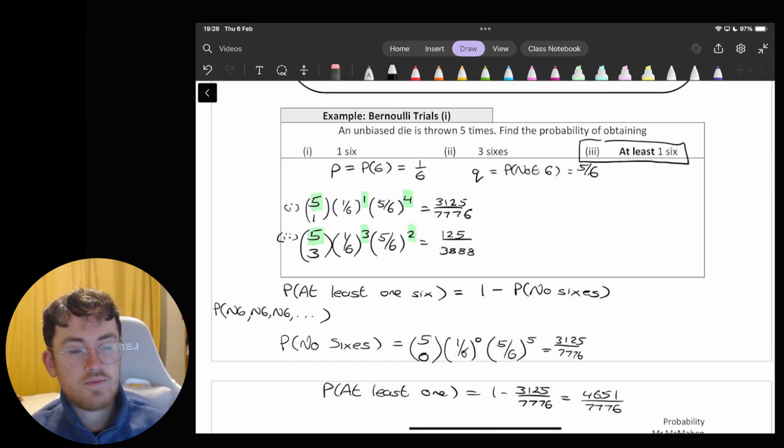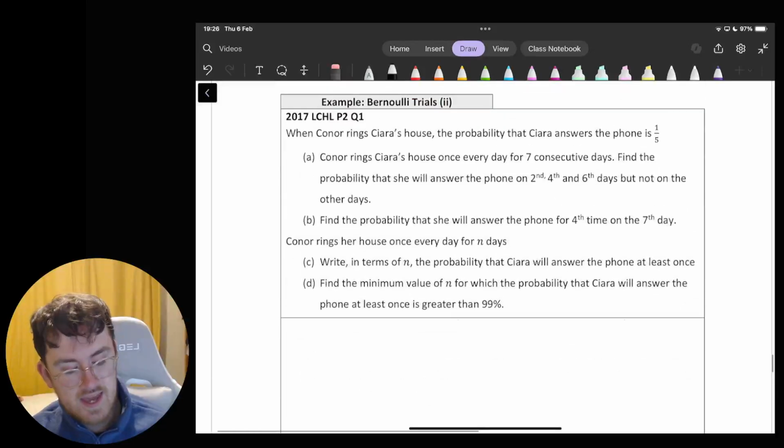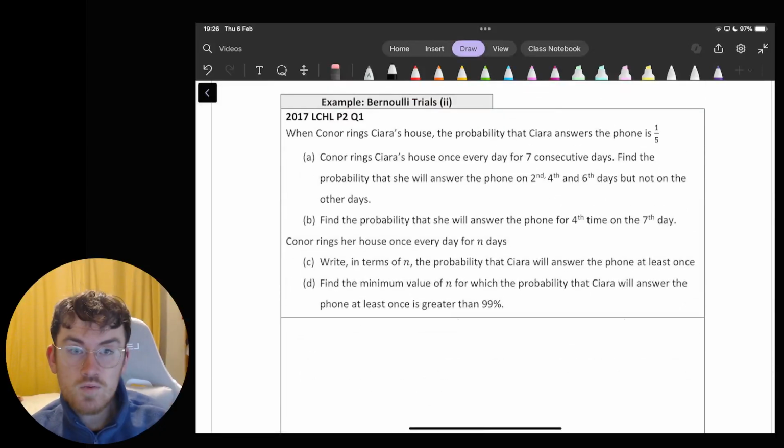Okay, that idea of at least one is a common enough sort of question for them to use here. So definitely one to just kind of consider and make sure that you're happy with, even beyond your Bernoulli trials. So we'll look at example 2.